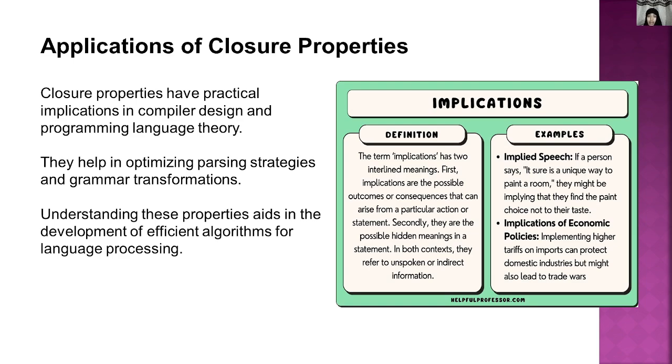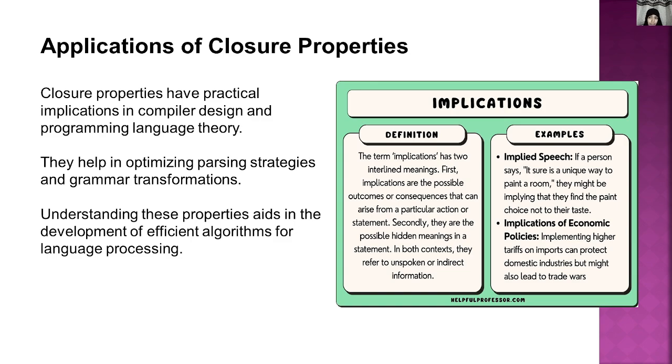Implications over here are, let me first define what implication is. The term implications has two interlinked meanings. Firstly, implications are the possible outcomes or consequences that can arise from a particular action or statement. Secondly, they are the possible hidden meanings in a statement. In both contexts, they refer to unspoken or indirect information. Let me talk about a few examples of implications.